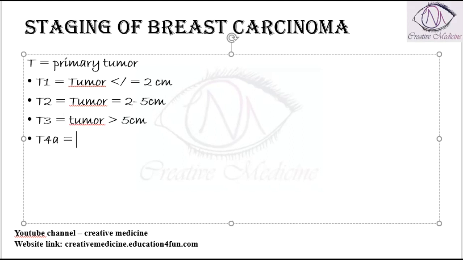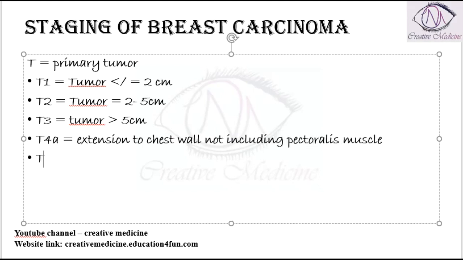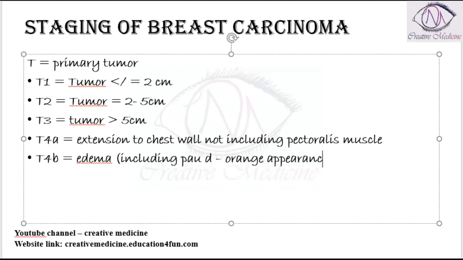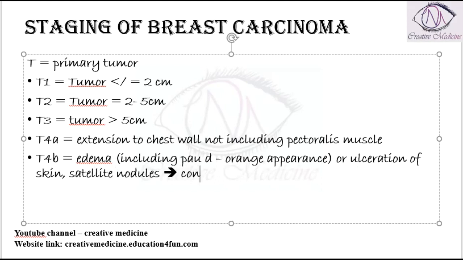In T4A, there is extension to the chest wall, not including the pectoralis muscle. Then we have T4B. In T4B, you will see that there is edema, and this edema mainly includes peau d'orange appearance in the patient, or there can be ulceration of the skin, or there can be satellite nodules which are confined to the same breast.